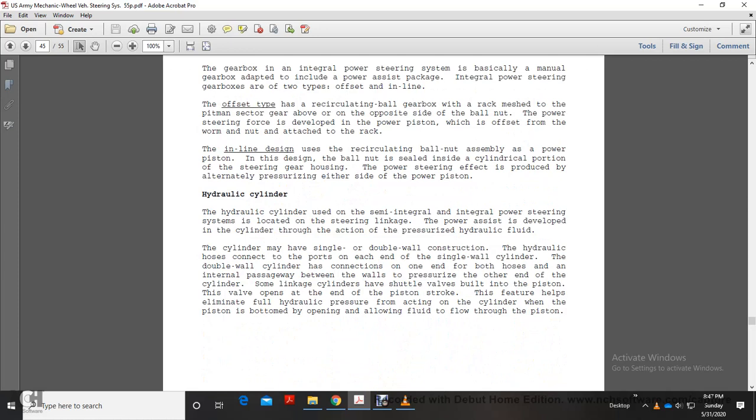Hydraulic cylinder. The hydraulic cylinder is used with the semi-integral and integral power steering systems. It is located in the steering linkage of the power system, with the cylinder developed through the action of pressurized hydraulic fluid. The cylinder is made single or with a double wall construction, with the hydraulic hose near the port ends of each, or a single wall cylinder.